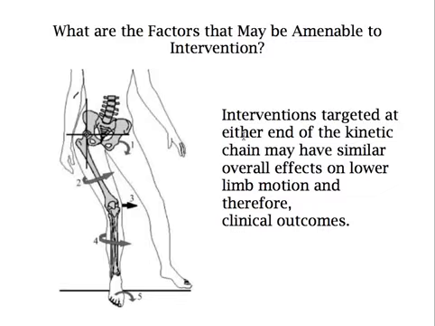So the bottom line is all of these factors, both proximal and distal, could be improved to help people with patellofemoral pain experience less high contact stress points at the patellofemoral joint and potentially decrease their overall pain problems. So interventions targeted at either end of the kinetic chain may have similar overall effects on lower limb motion and therefore clinical outcomes.